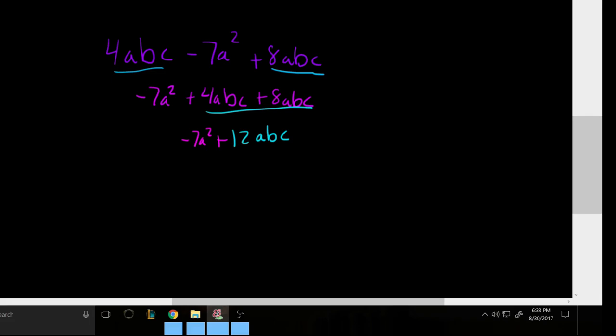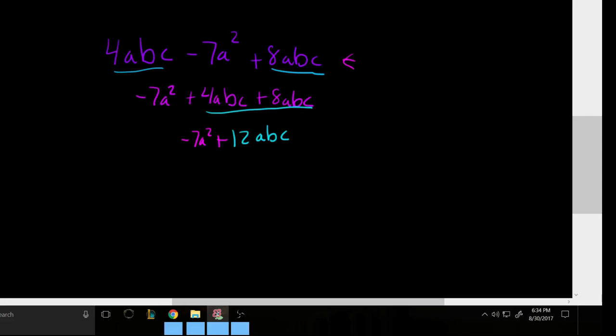So now if we look at our options, A says 4abc minus 7a squared. But if you notice, they just kind of left off this 8abc. So A is not going to be an option. They kind of just got rid of that 8abc. You can't just get rid of things. You're not Houdini.